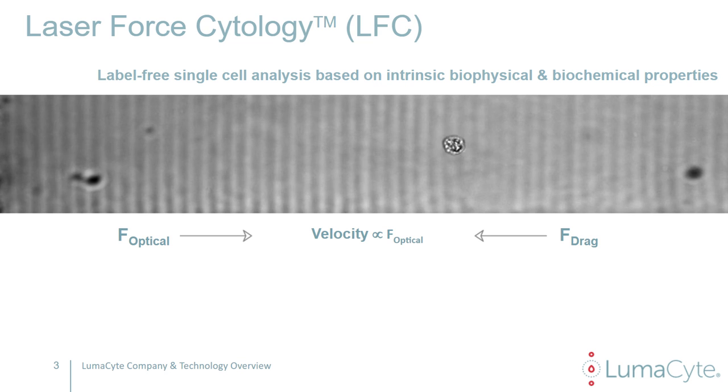Now, in Radiance and laser force cytology, the cells aren't stopped, they're merely slowed. The degree to which they slow down, the velocity change, is proportional to the optical force. And the optical force is related to changes in intrinsic biophysical and biochemical properties of these cells. We're measuring not just velocity, we're measuring dozens of parameters related to where the cells slow down, where they come into the beam, where they leave, and how they rotate or orient themselves in the channel, shape parameters, and a number of other ones that allow us to build really sophisticated multivariate models that are label-free.